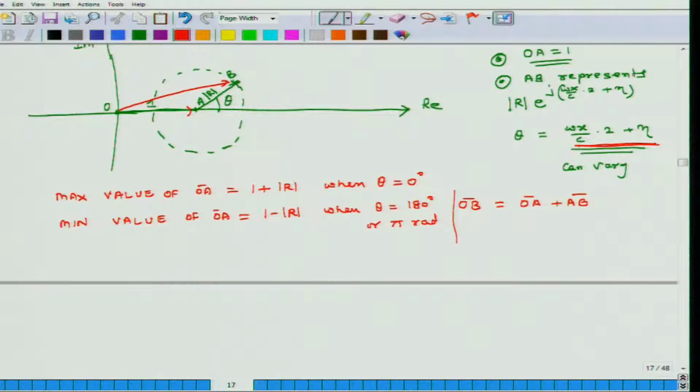Now we define another term and we call it standing wave ratio. So this is rho, equal to the standing wave ratio, and this is equal to the ratio of the maximum value of OB and the minimum value of OB. So it will be 1 plus modulus of R divided by 1 minus modulus of R.